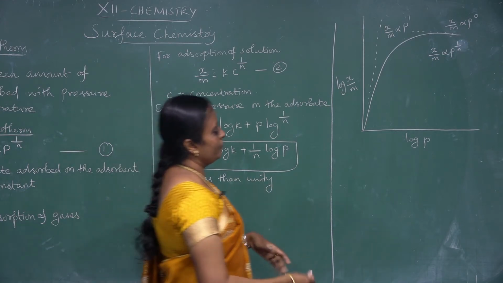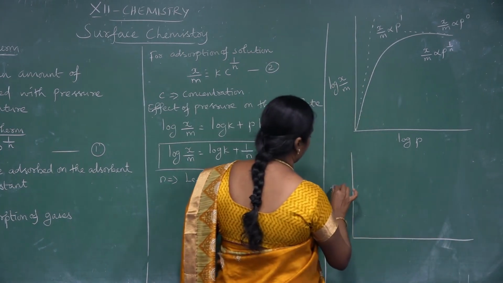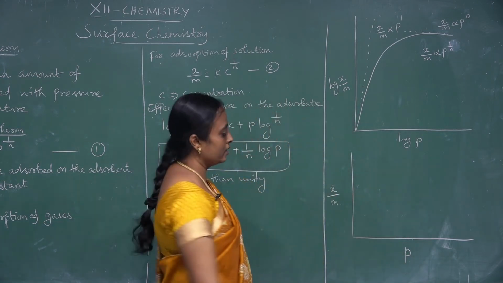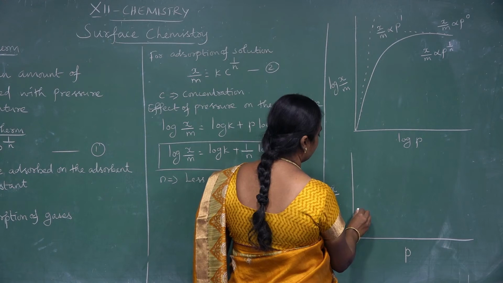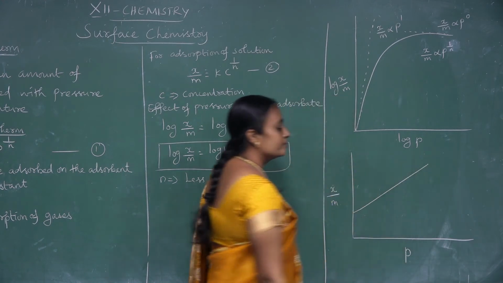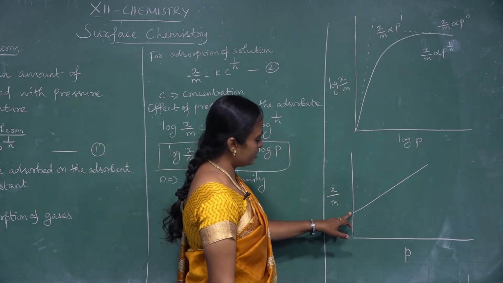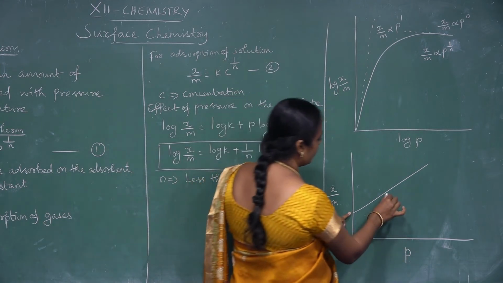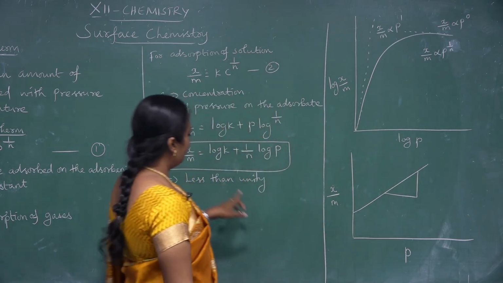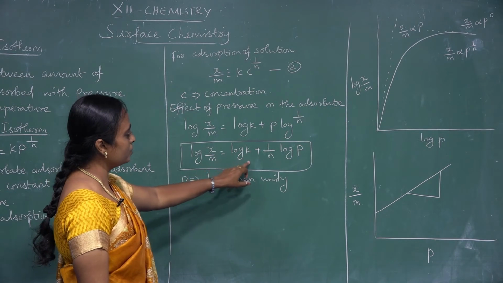In the same way, if you draw the graph between that x by m value and the pressure, we are going to get one straight line like this. So the line will be like this, without the log. Here this will be the intercept, and the slope value will be possible by taking a slope like this, from this equation: log x by m is equal to log k plus 1 by n log p.